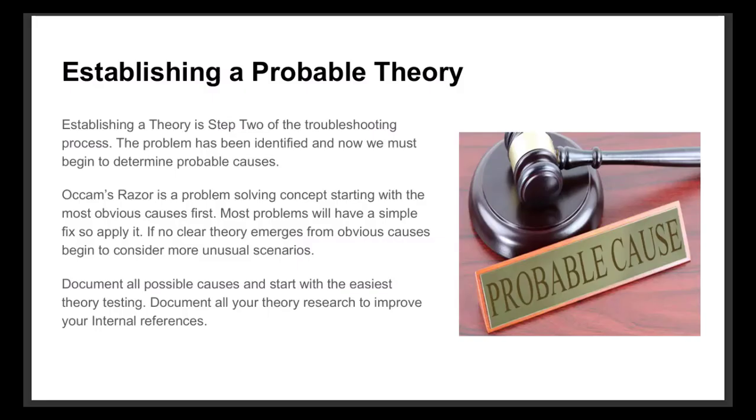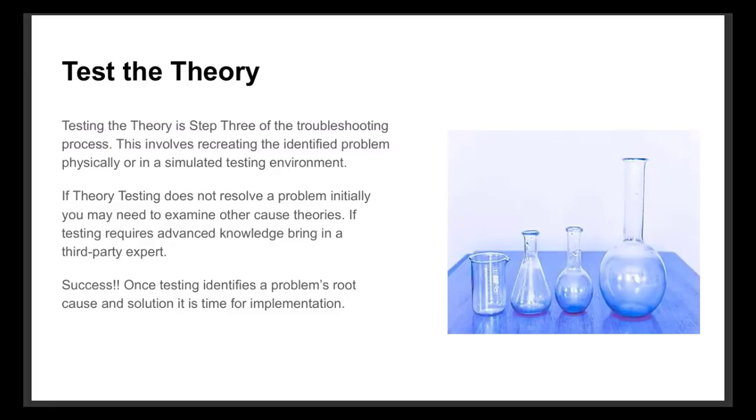Step 3 in the troubleshooting process is testing our theory. This is where we have identified the problem, as well as creating a most likely potential cause. Step 3 allows us to test our theory by recreating the identified problem in a simulation or testing environment. This will allow us to take a look to see if our potential solution can be achieved through the theory that we established in step 2.